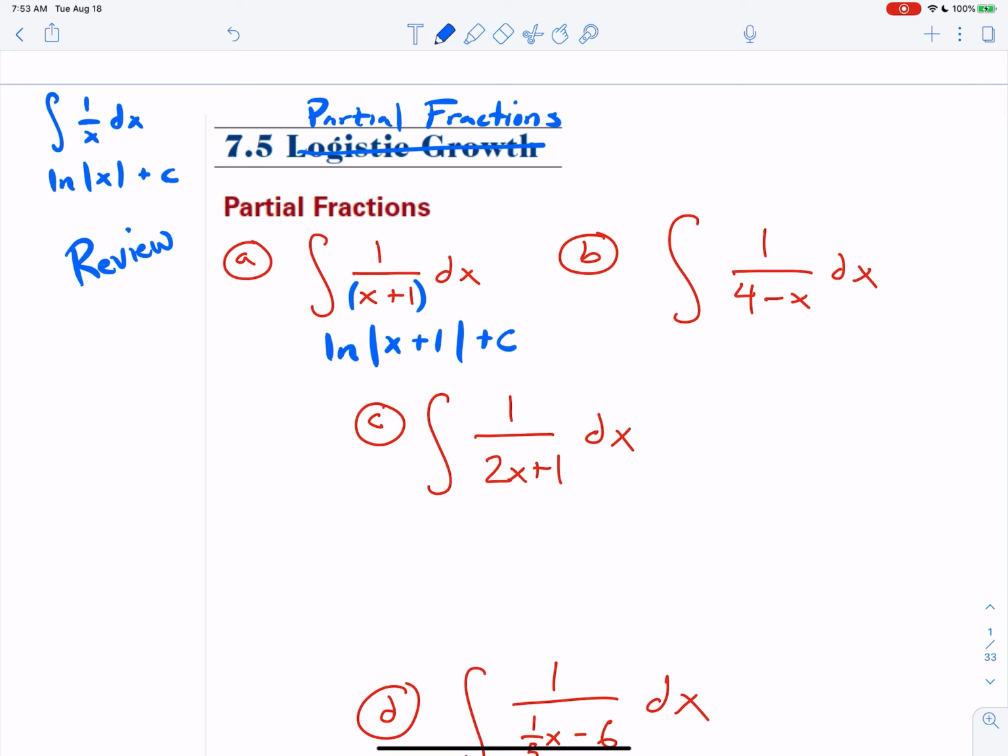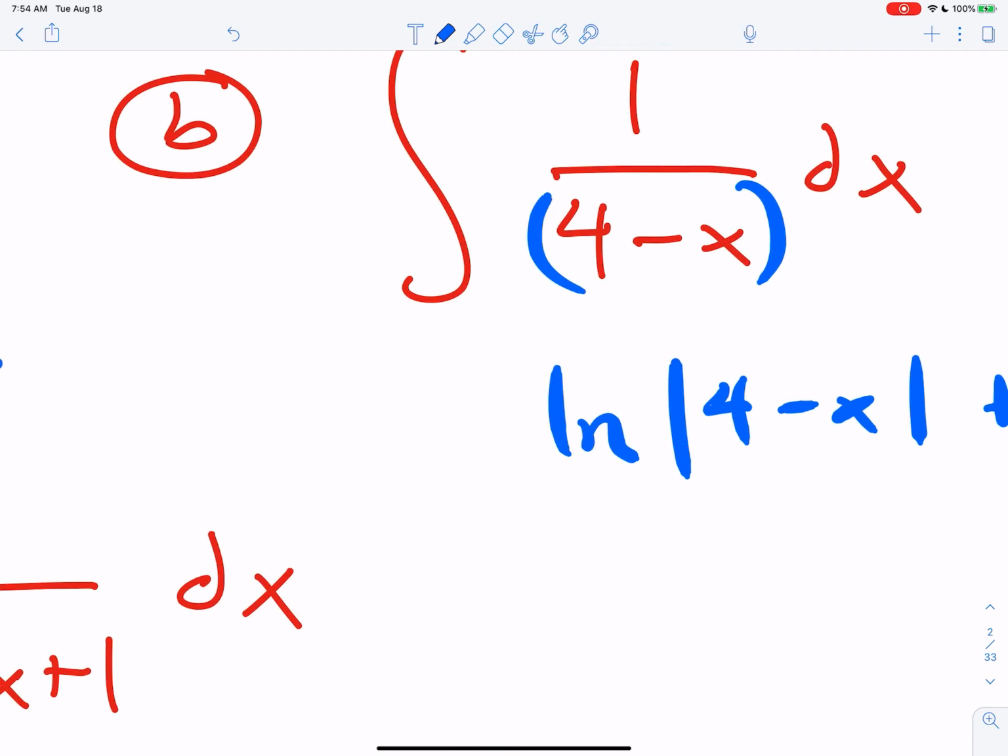Now over here is the same idea. 1 over something linear is going to be a natural log of the absolute value of whatever's on the inside plus the c. But if you look at what's on the inside here, the derivative of 4 minus x, think about what that comes out to, right? The derivative of 4 minus x is just negative 1. And then we take the reciprocal of our derivative. So if the derivative is negative 1, the reciprocal of negative 1 is still negative 1.